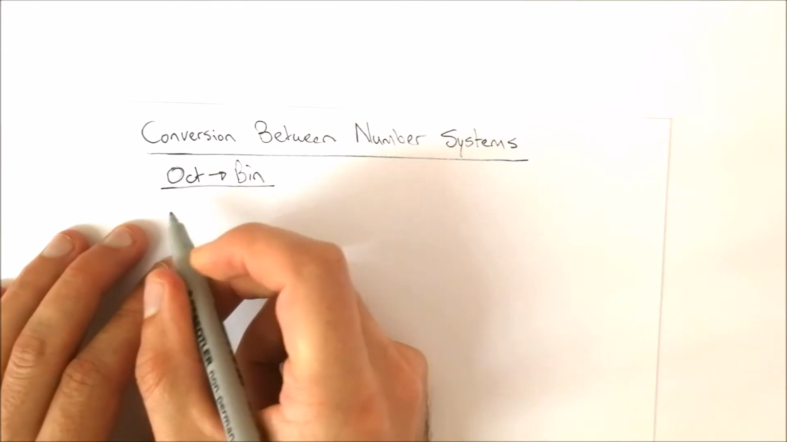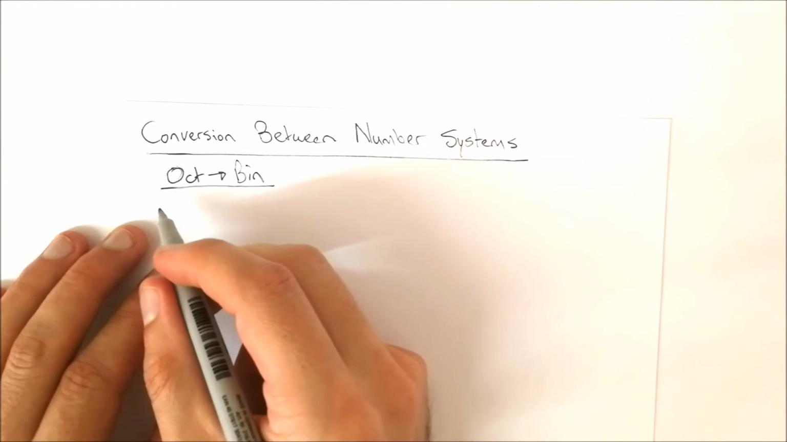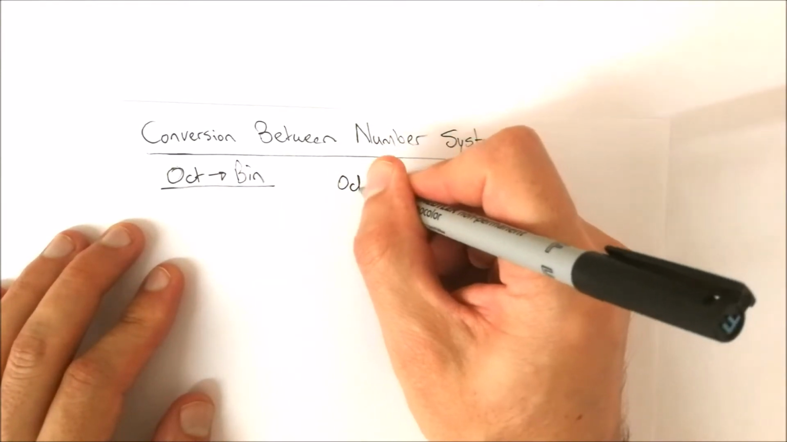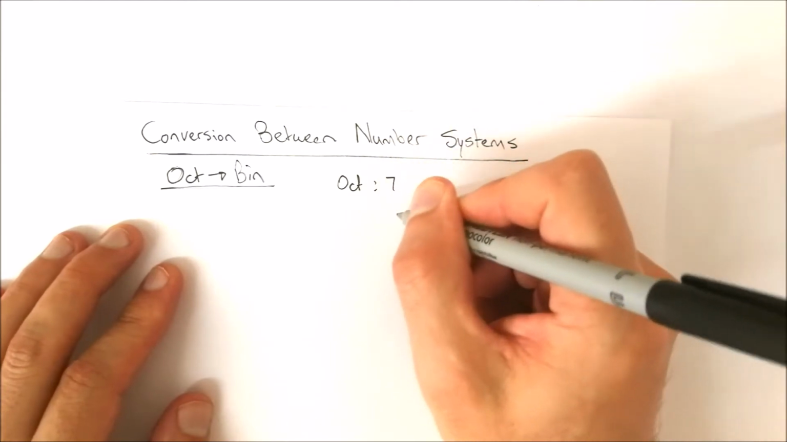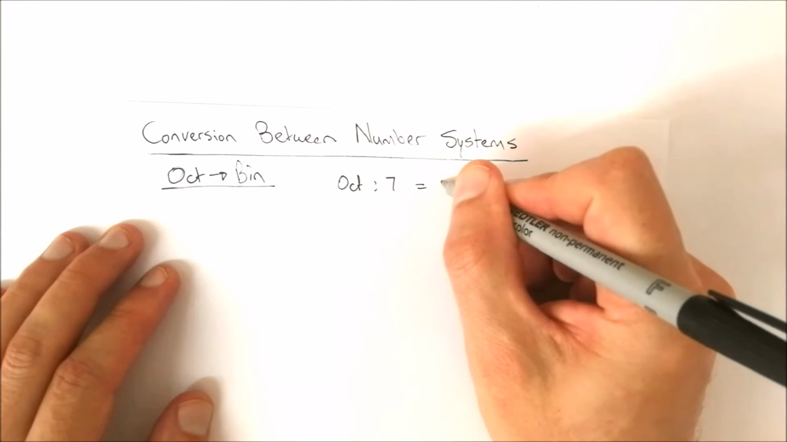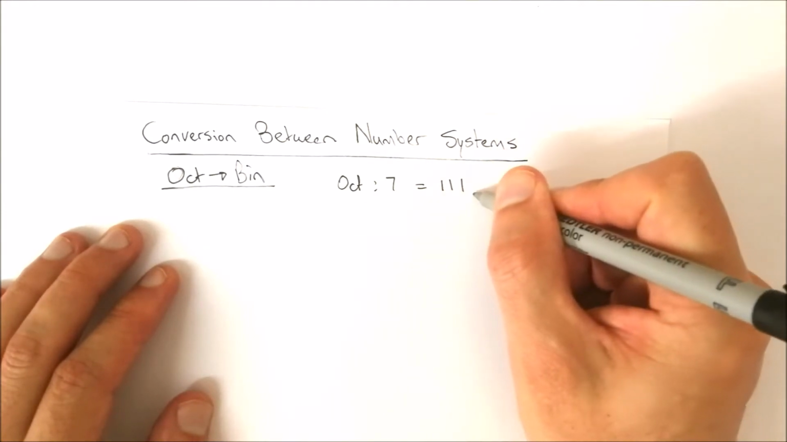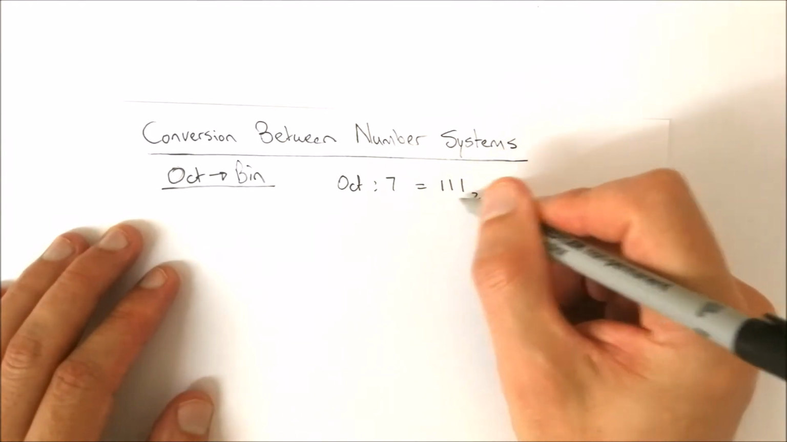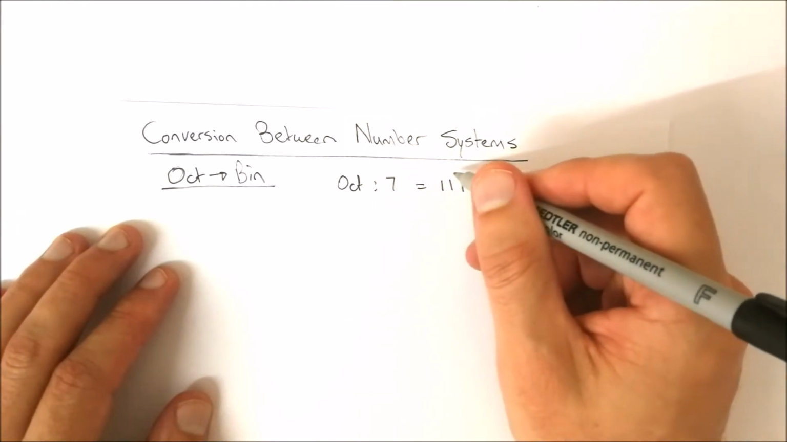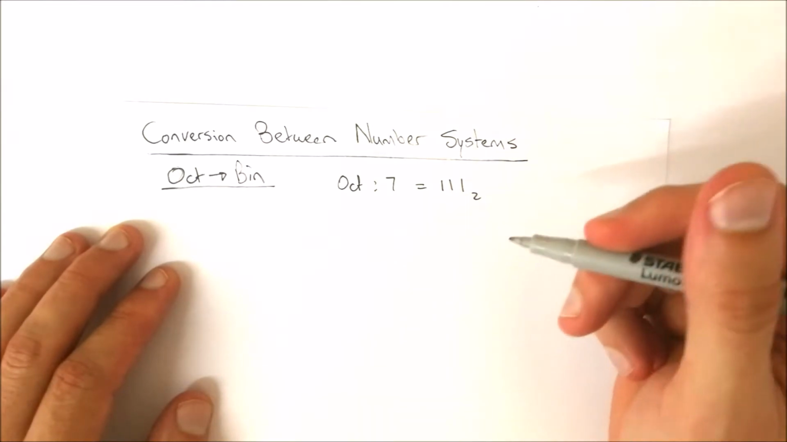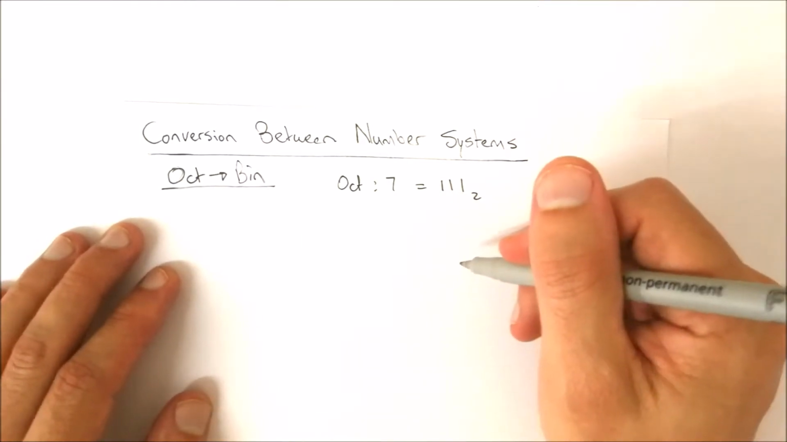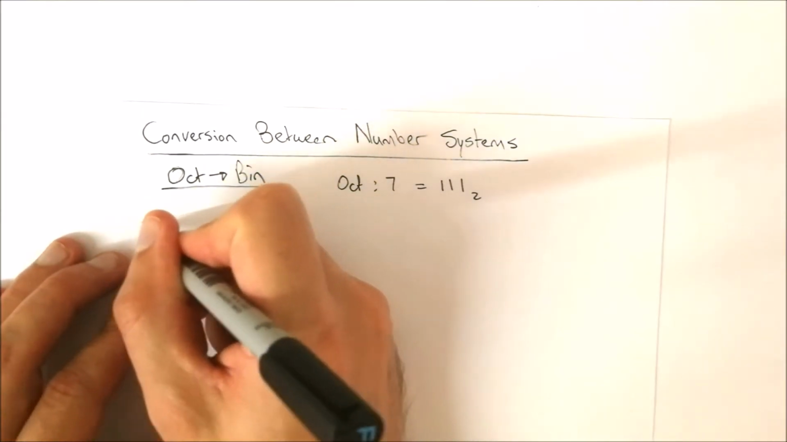Okay, so the highest number that octal numbers have got is 7. And 7 represented as a binary number is equal to 111. So therefore it's 3 bits that are being used, and so what we do with the octal number is that each digit we're going to represent in 3 bits. Okay, so let's have a look at an example.